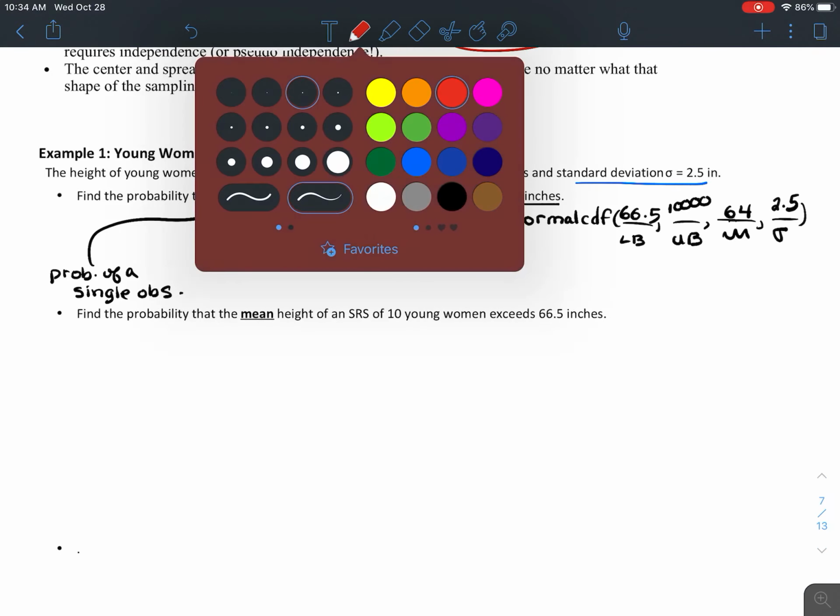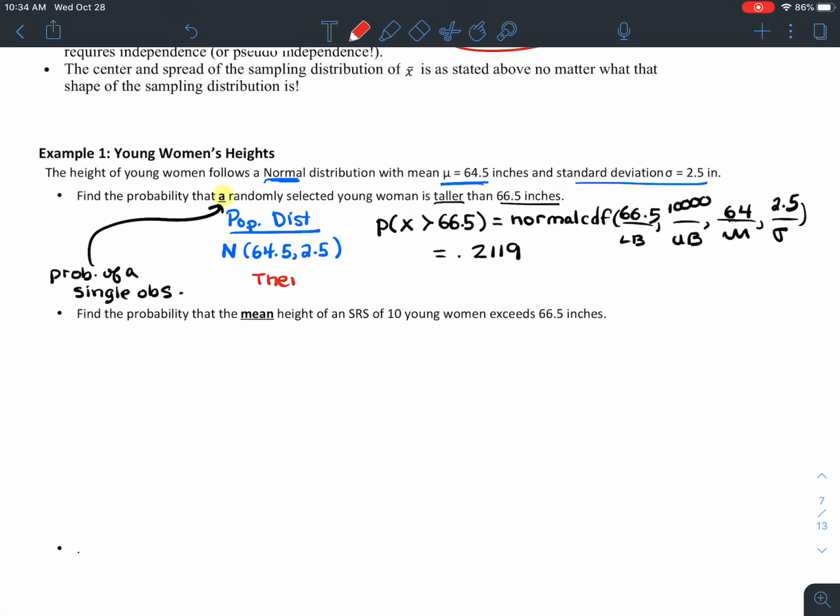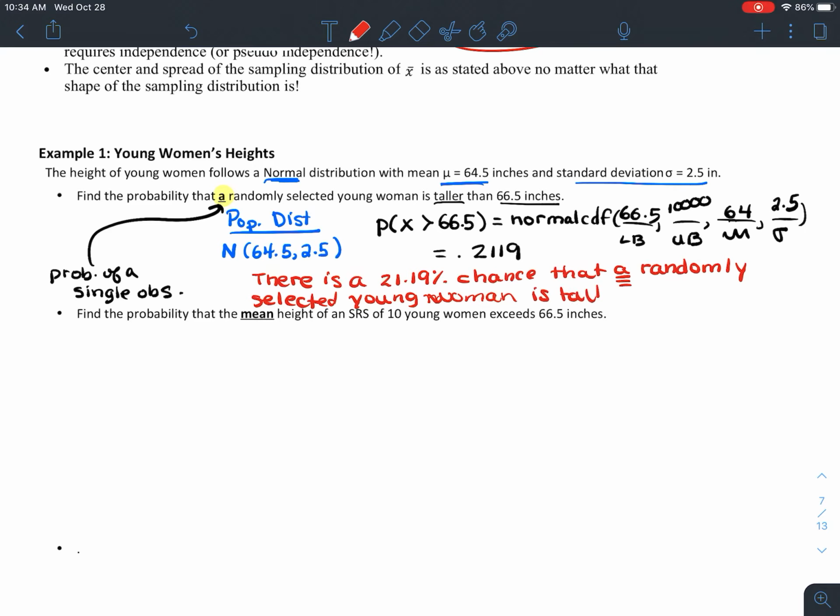0.2119, and I'm going to go ahead and draft a little interpretation here so we can see the difference between this and what the next part of this problem is asking. We're going to say that there is a 21.19% chance that a, I'm emphasizing that this is just singular here, a randomly selected young woman is taller than 66.5 inches.